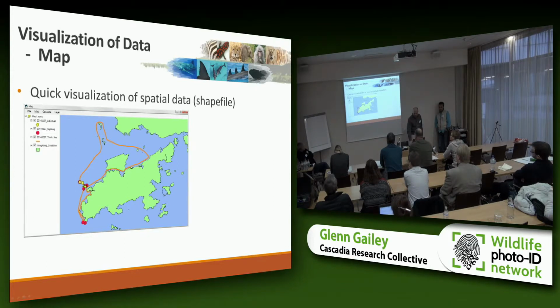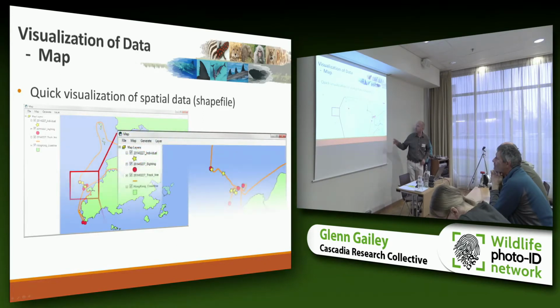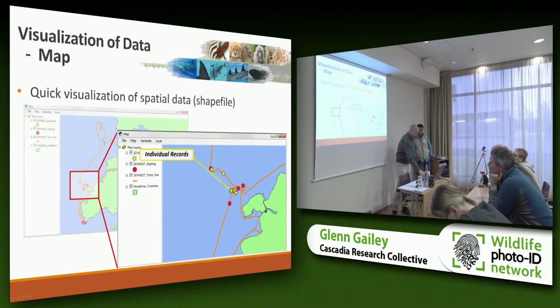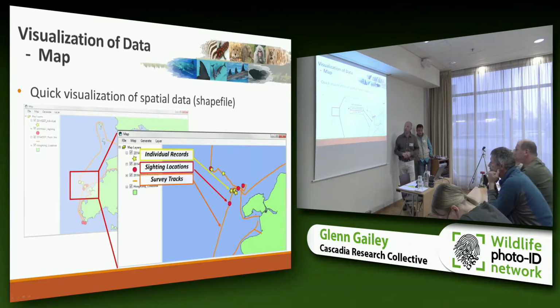And this is an example of one survey for Indo-Pacific humpback dolphins in Hong Kong. And you can see we have multiple layers, and all of these are shape files with attributes. And you can see with this survey, you have the individual records where we took photographs of these different individuals. And then you have the sighting locations, when we started, and every time you had a sighting, you record the geographic positions, and then you also have your survey tracks, where you went.